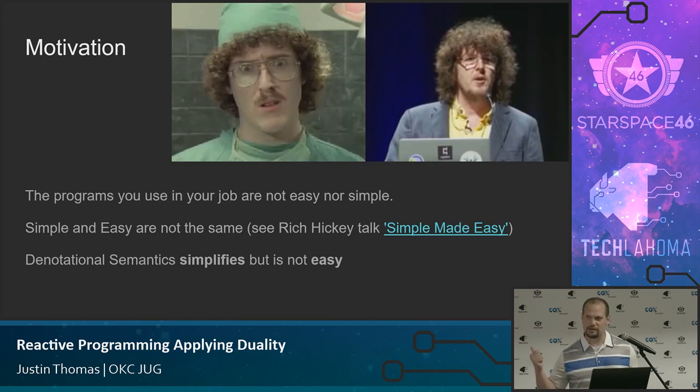Okay, anyone know who this is? Either one. Yeah, everybody knows Weird Al. That's the guy on, I guess it's also your left. The guy on the right is Rich Hickey. He basically designed Clojure. It's a Lisp on the JVM.